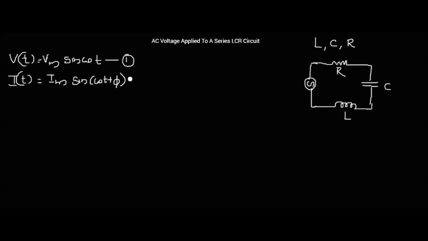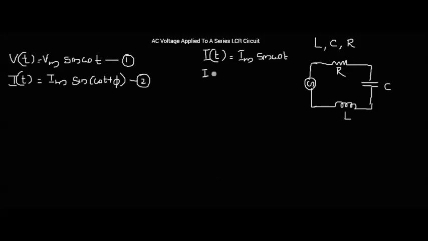Okay. First I am assuming a solution for the current flowing through the series LCR circuit, because after studying the three individual circuits, I found that the pattern of a current equation is the same in these three circuits. That is, when we are taking a pure resistive circuit, the expression for current is I of t is equal to Im sin omega t.